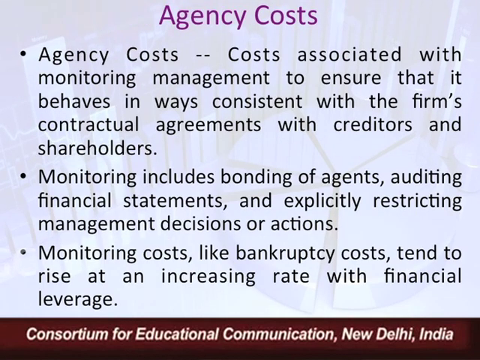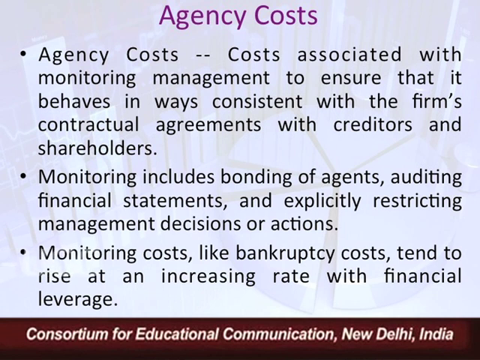The second important aspect while deciding capital structure is agency cost. Now, what are agency costs? Agency costs are those costs which are associated with monitoring management to ensure that it behaves in ways consistent with the firm's contractual agreements with creditors and shareholders. Those people who are associated with the company have lent money to the company, and the owners are different and the managers are different. So it needs to be checked and a balance needs to be maintained that those people who are managing the money of other people are using it genuinely and are not misusing it.